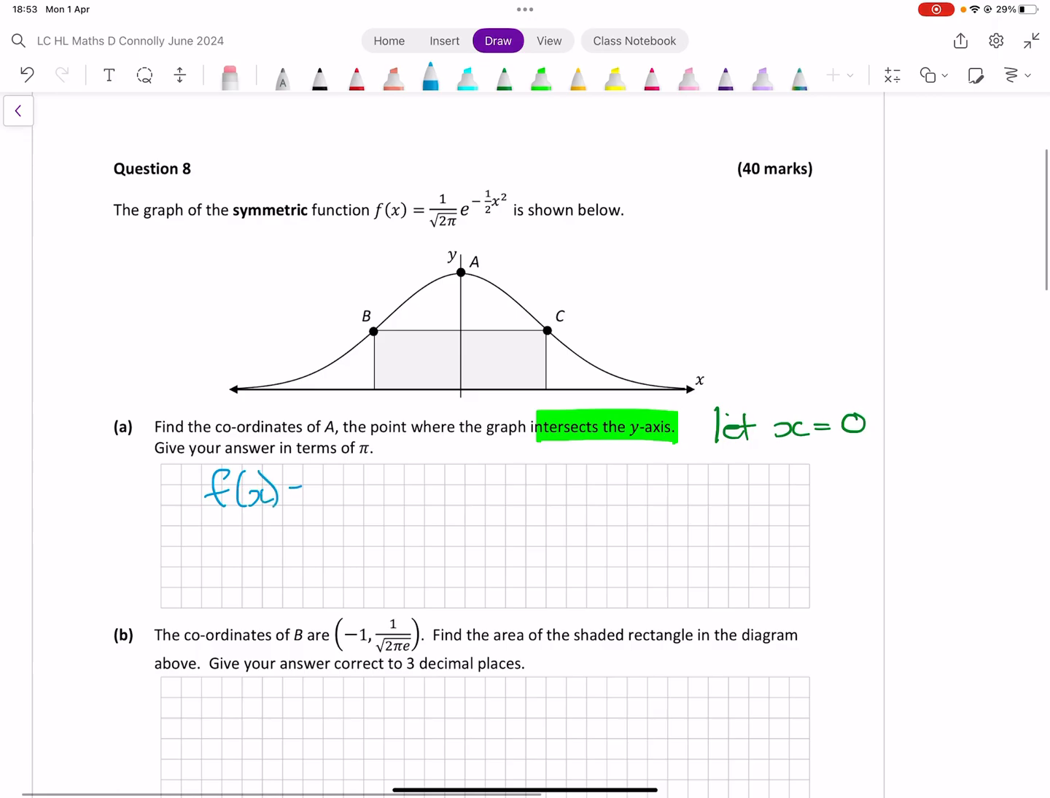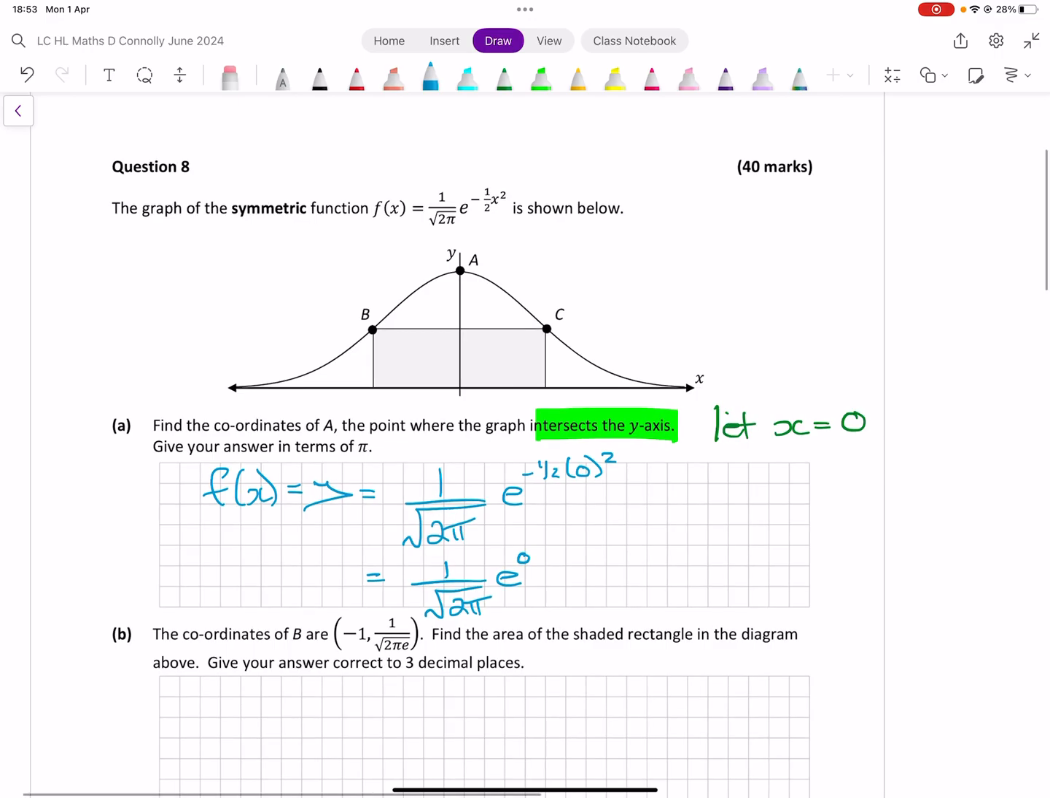So f of x, which is y, is 1 over the square root of 2 pi e to the minus a half times 0 squared. That's 1 over the square root of 2 pi e to the 0. E to the 0 is 1, so y is 1 over the square root of 2 pi. And they want the coordinates, so it's 0, 1 over the square root of 2 pi.